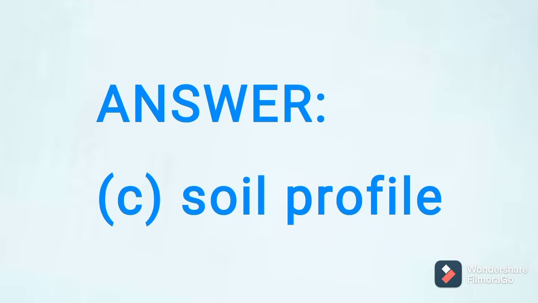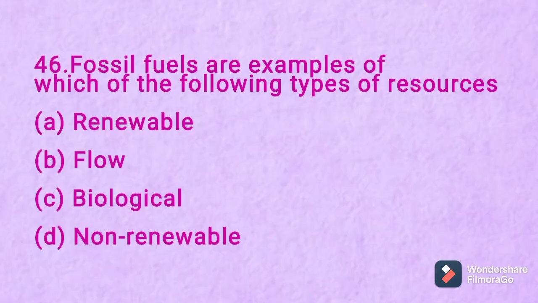And the answer is option C. Soil profile. 46th question. Fossil fuels are examples of which of the following types of resources? Option A. Renewable. Option B. Flow. Option C. Biological. Option D. Non-renewable.